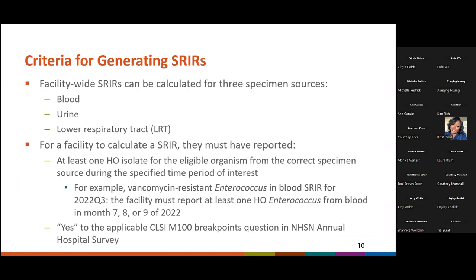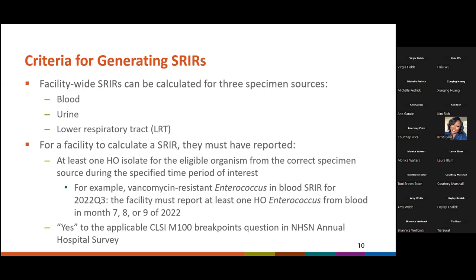Facility-wide SRIRs can be calculated for 3 specimen sources: blood, urine, and lower respiratory tract. For a facility to calculate a SRIR, they must have reported at least 1 hospital onset isolate for the eligible organism from the correct specimen source during a specified time period of interest. For example, to generate a SRIR for 2022 Q3 vancomycin-resistant enterococcus in blood, the facility must report at least one hospital-onset enterococcus isolated from blood in July, August, or September of 2022.